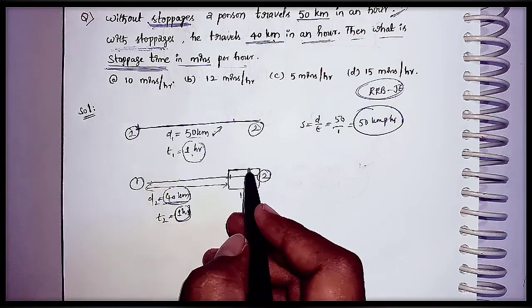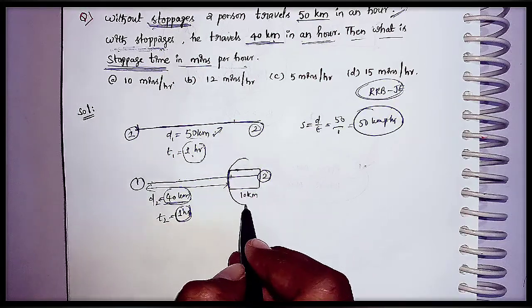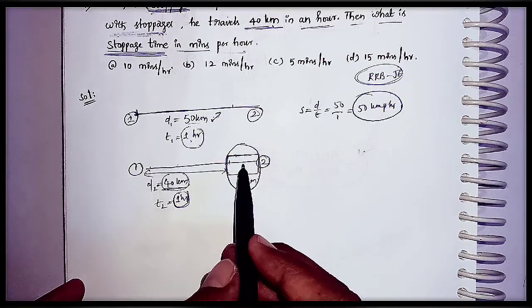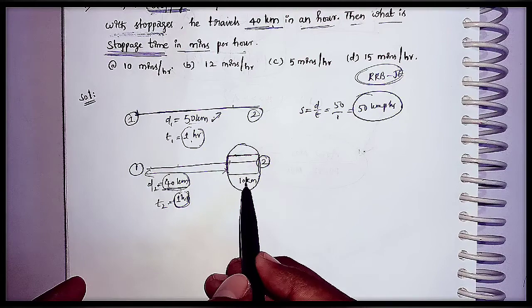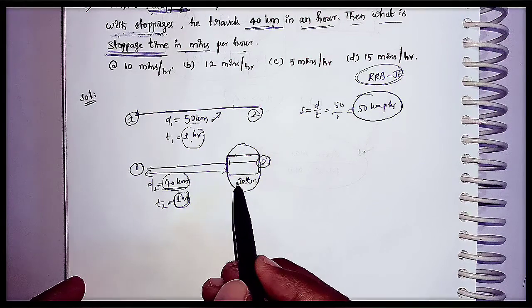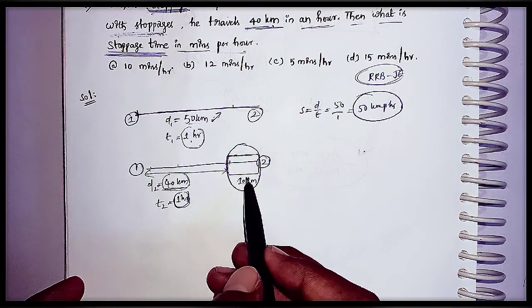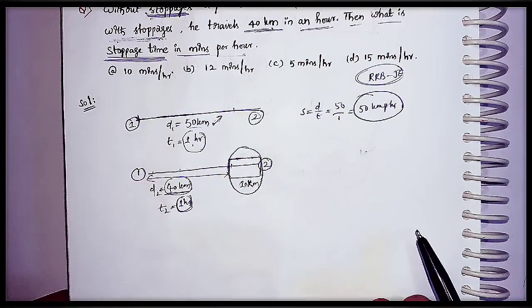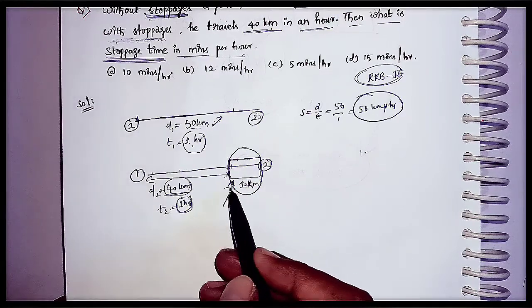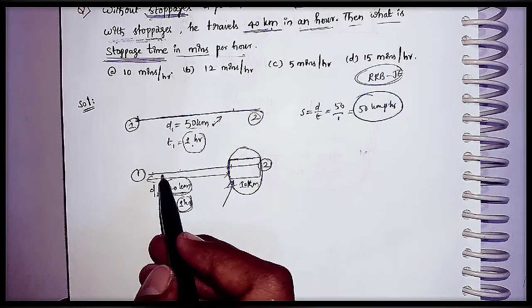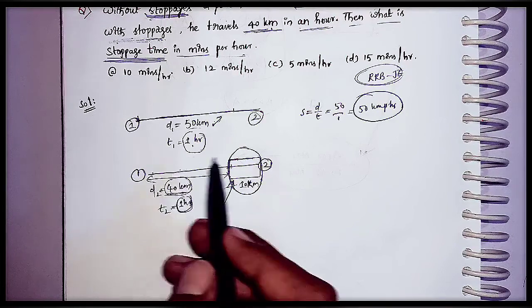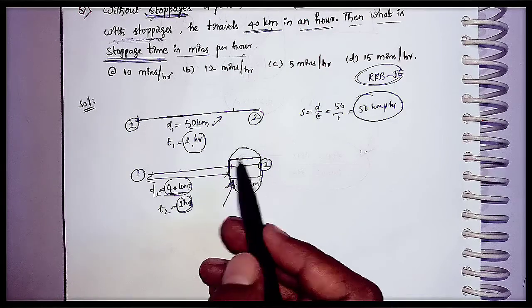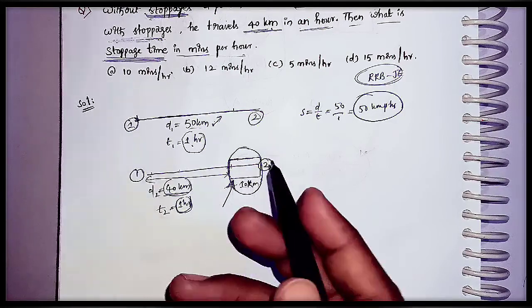Yes or no? That means if we calculate the time taken to travel these 10 kilometers, listen carefully here, very important. If we calculate the time taken to travel the distance of 10 kilometers, that is nothing but the stoppage time. Because of stopping in between these 2 points, we are not covering this 10 kilometers. If we cover this 10 kilometers, that is the stopping time. I think you got the point here.